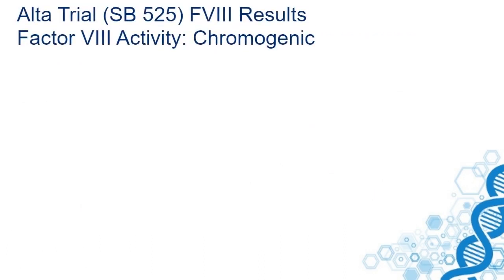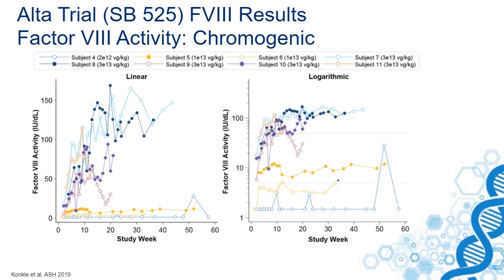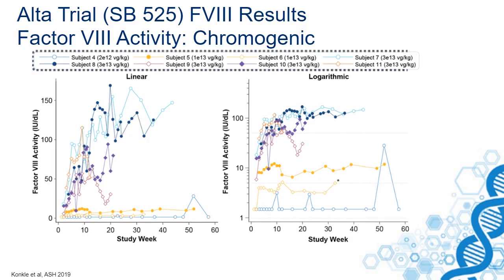Another factor 8 gene therapy trial is the ALTA trial. And this is an update of results that were presented at the recent ASH meeting. This is the phase 1/2, and you'll see at the top, these are subjects who were dosed from cohort 2 to the 12th, but the highest dose cohort is 3 × 10^13.